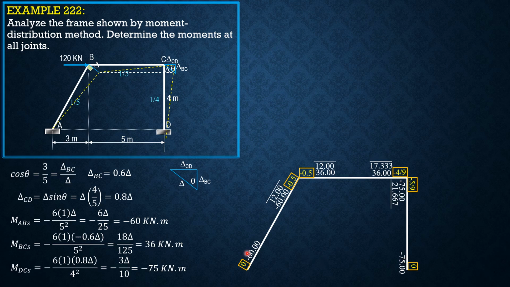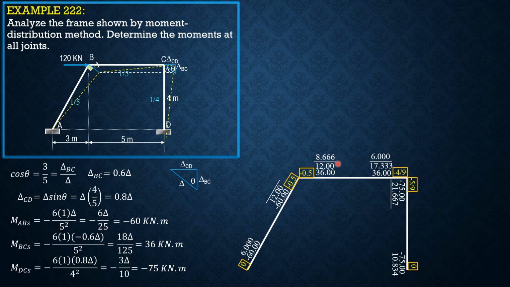Carry over, so remember the distributed moment is 0, so half of 0 is 0 there. I will not put 0 to save space. Half of 12 is 6. Half of 17.333 is 8.666. Half of 12 is 6. Then half of 0 is 0 there. So half of 21.667 is 10.834.